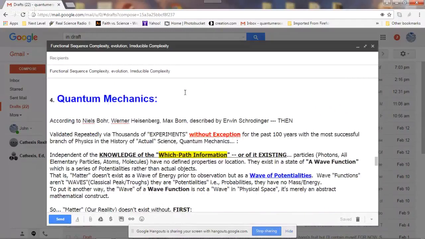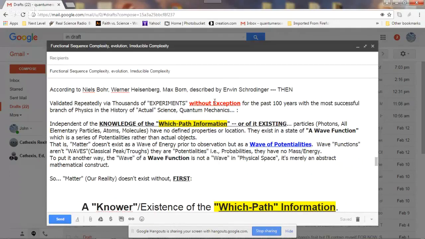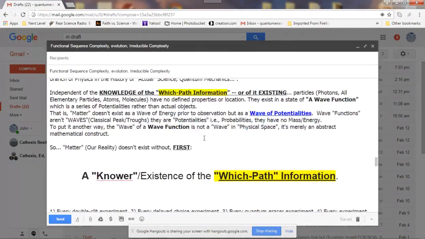And the last one, quantum mechanics. This is over. According to Niels Bohr, Werner Heisenberg, Max Born, described by Erwin Schrödinger, then validated repeatedly via thousands of experiments without exception for the past 100 years, with the most successful branch of physics in the history of actual science, quantum mechanics, independent of the knowledge of the which path information, or of it existing, particles, that's photons, all elementary particles, atoms, molecules, have no defined properties or location.